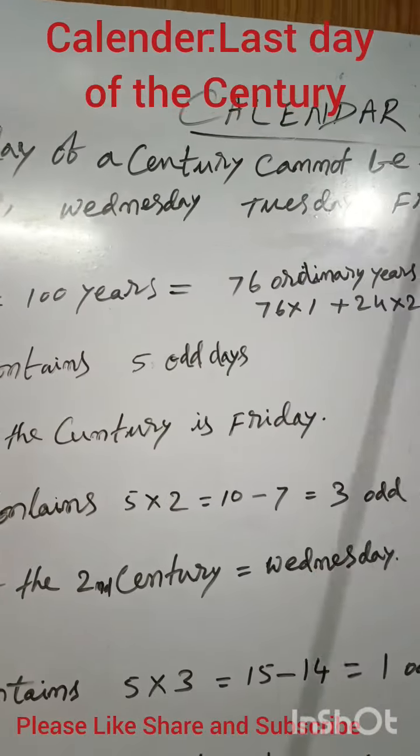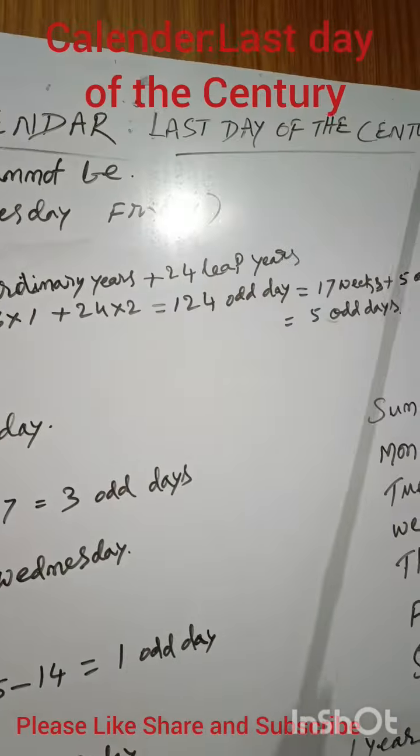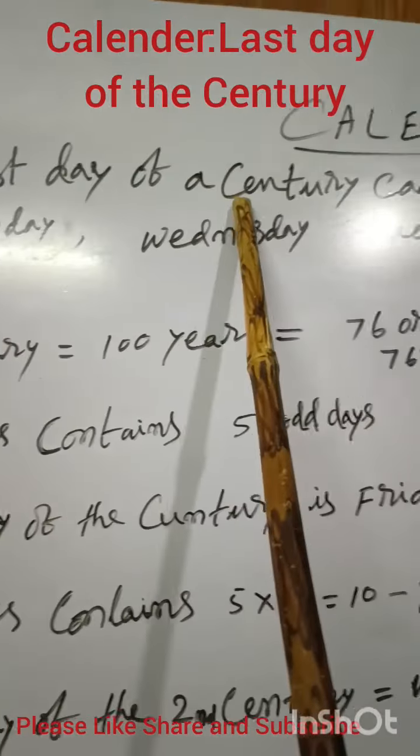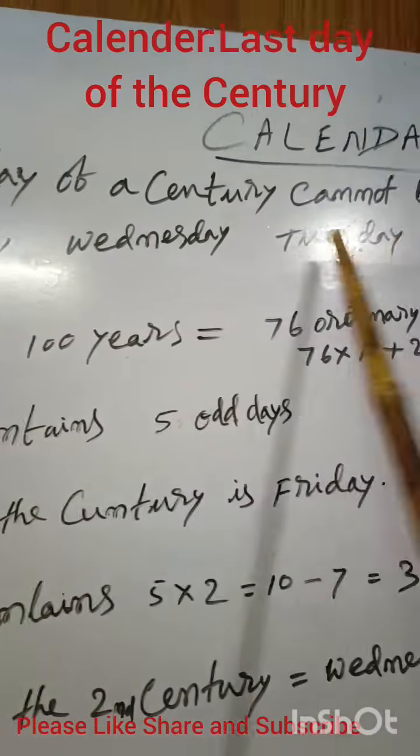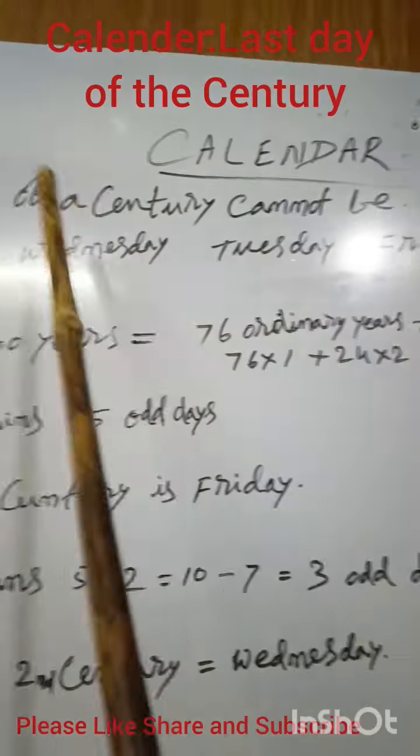So we see one more example in the calendar. The last day of the century. Here the question is: the last day of the century cannot be Monday, Wednesday, Tuesday, Friday. Out of these, what cannot be the last day of the century? That you have to find out.